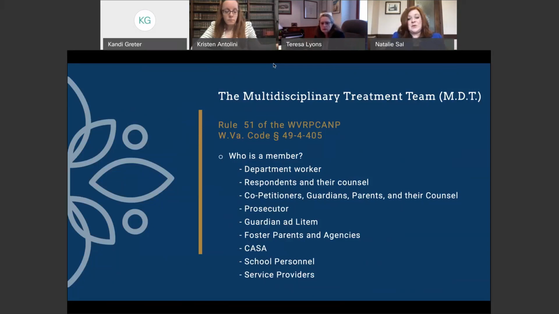Every circumstance is going to be different. There are key players, though, in every case. And some of those key players are going to be the department workers. They have to be there. They have to be engaged. They have to know what's going on and be able to work with the rest of the team. The respondents and their counsel need to also be active members of the MDT.